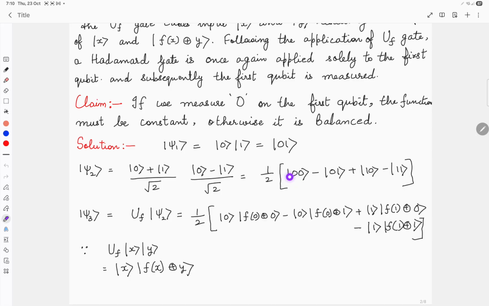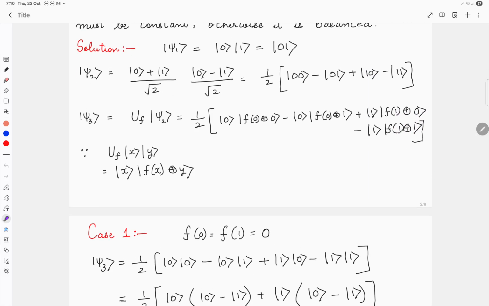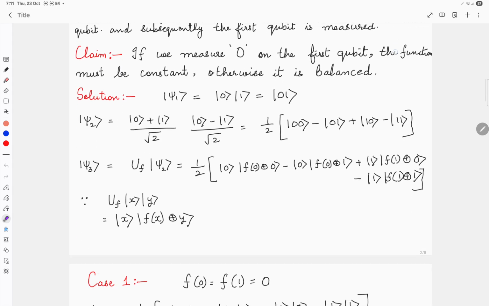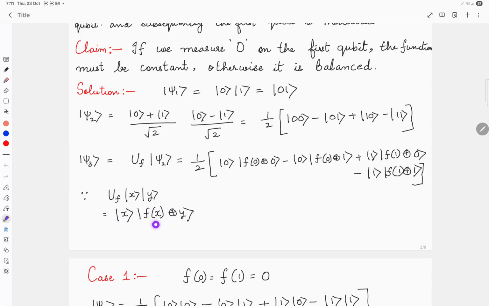Because x is 0, therefore it is f(0) plus 0. In the second case, x is 0 but y is 1, so therefore f(0) plus 1. In this case, our x is 1, and because y is 0, it is f(1) plus 0. So this is how the oracle works, and what is the output of the oracle? We have ket x, and the ket of f(x) plus y. That's the output of the quantum oracle.